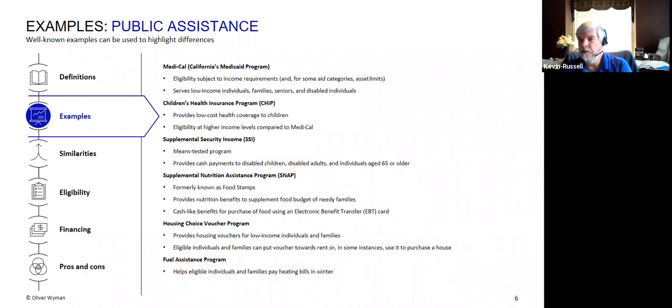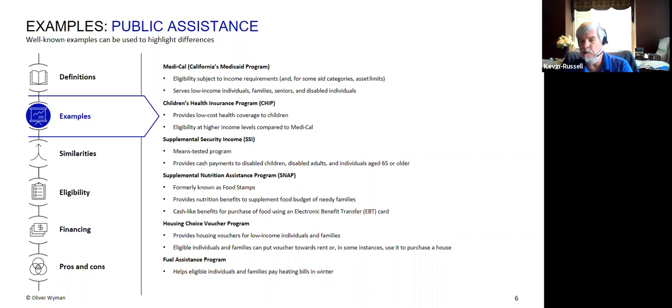The fourth program, Supplemental Nutrition Assistance Program, or SNAP, formerly known as food stamps. That provides nutrition benefits to supplement the food budget of needy families. And it's cash-like benefits for the purchase of food, using an electronic benefit transfer card. The fifth program, Housing Choice Vouchers. These are provided to low-income individuals and families for their rent, or in some instances, for the purchase of a home. And the last program on our slide, Fuel Assistance. This helps eligible individuals and families pay for heating in the wintertime.